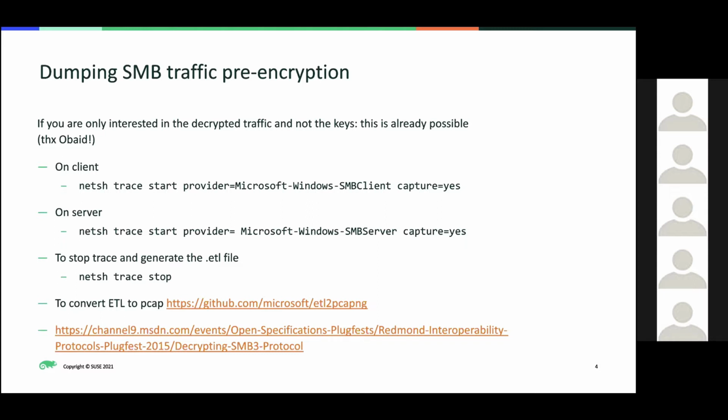So with netsh, you would do netsh trace start. You would ask for the provider called Microsoft-Windows-SMBClient in the case of the client, and SMBServer in the case of the server. So this will start recording your trace. You can run netsh trace stop to stop recording. It will produce an ETL file, which cannot be opened directly in Wireshark, but you can convert this ETL file to PCAP, which Wireshark can open, via this tool developed by Microsoft on GitHub.